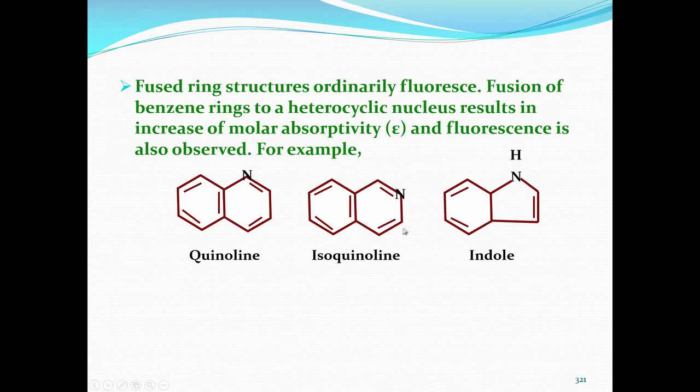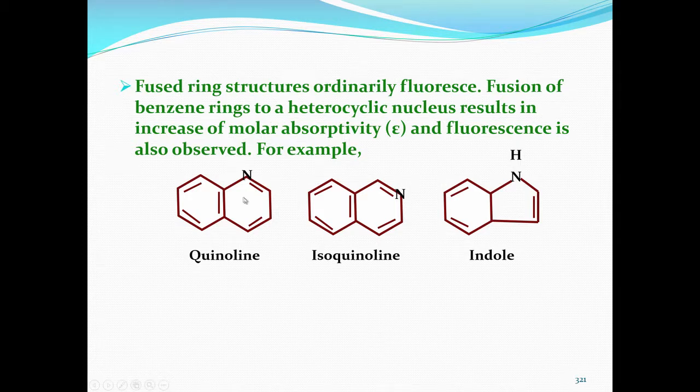Fused ring structures ordinarily fluoresce. Fusion of benzene rings to a heterocyclic nucleus results in an increase of molar absorptivity. Normally, if the molar absorptivity is high, fluorescence may also be observed, and it will be of high intensity. For example, you can look at the structure of quinoline.